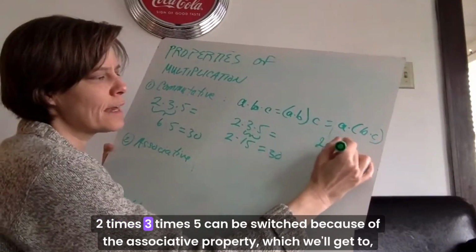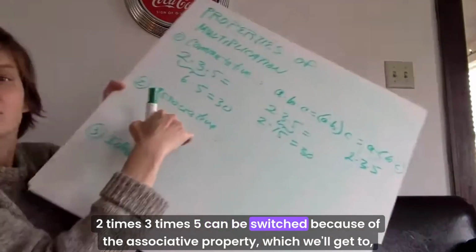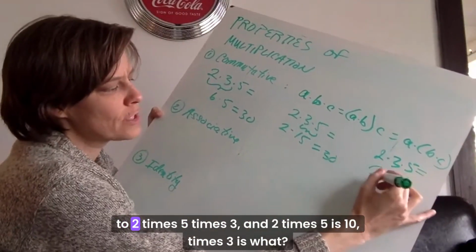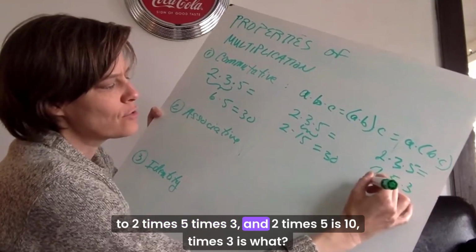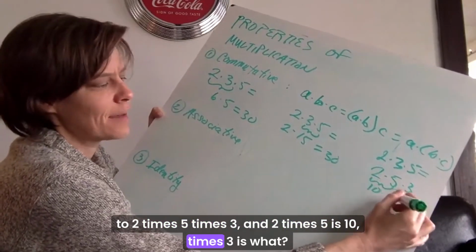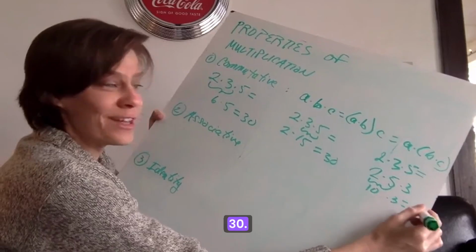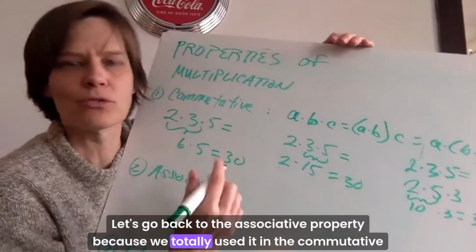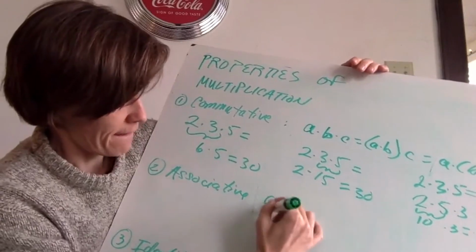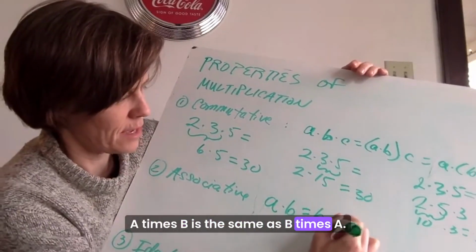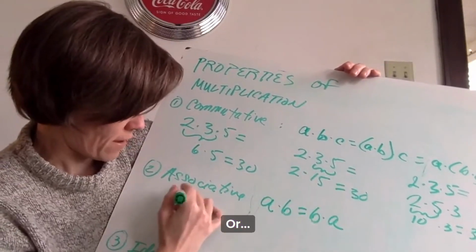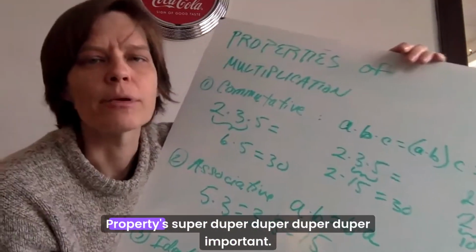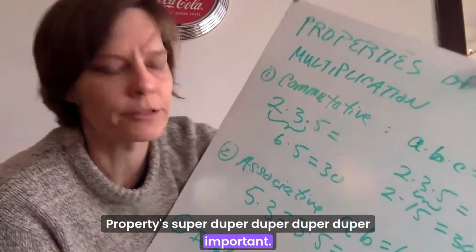2 times 3 times 5 can be switched because of the associative property, which we'll get to: 2 times 5 times 3, and 2 times 5 is 10, times 3 is, what? 30. Okay, it doesn't matter the order. Let's go back to the associative property because we totally used it in the commutative property. A times B is the same as B times A. Or 5 times 3 is the same as 3 times 5 is the same as 15. Properties are super important.